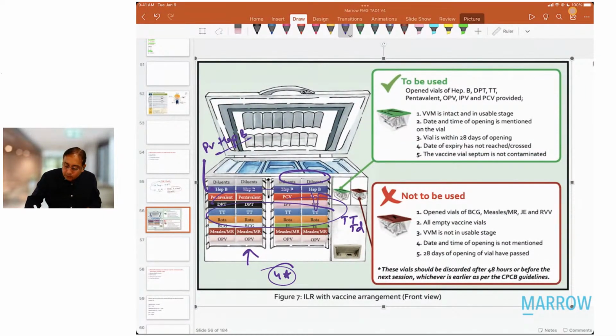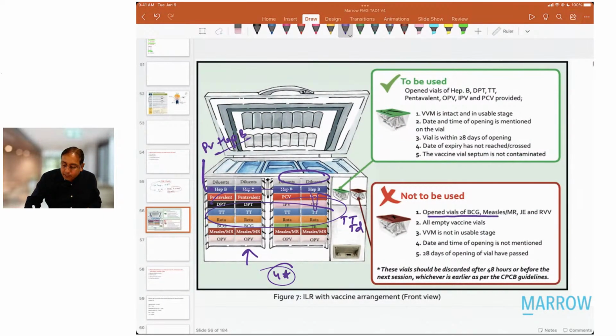Next आता है, what vaccines, opened vials of which vaccines are not to be kept back in the ILR? ये मतलब होता है ओपन वायल पॉलिसी का. दैट मींस इफ यू ओपन अ वायल, you should discard it within how many days? 28 days. But which vaccines should never be kept back? That means they are not under open vial policy.